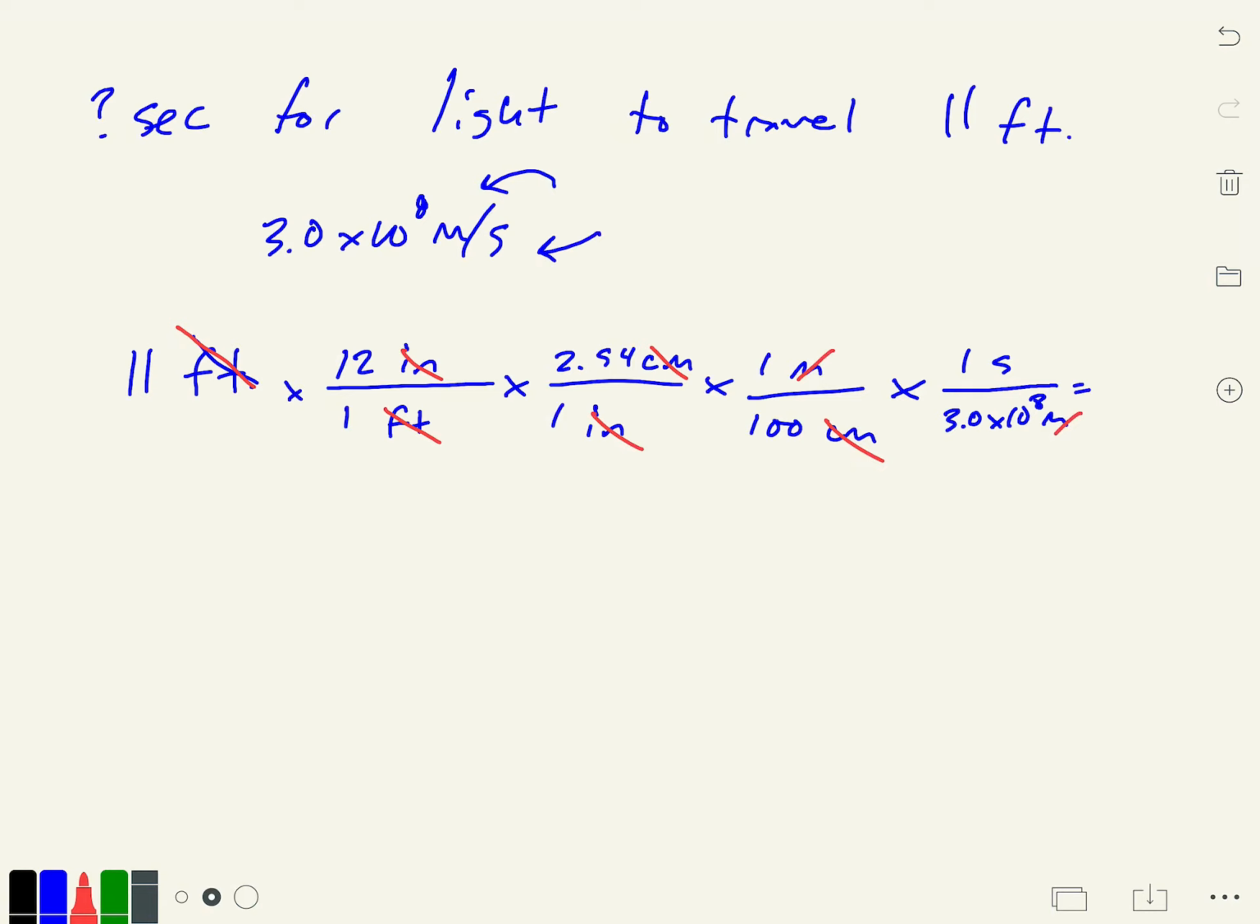Now I encourage you to give this one a shot. It's got scientific notation in it on the bottom of a fraction, so that's usually going to present some trouble. 11 times 12 times 2.54, all divided by 100, all divided by 3.0 times 10 to the 8. All right, so I'm going to give you my answer in scientific notation. I get, let's say, 1.12 times 10 to the minus 8 seconds. So, yeah, that didn't take very long.